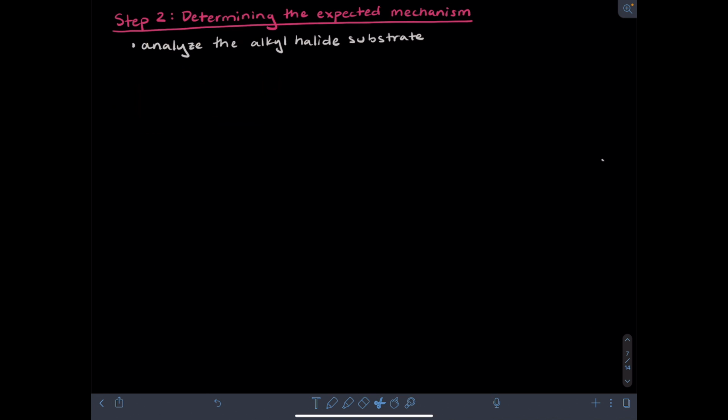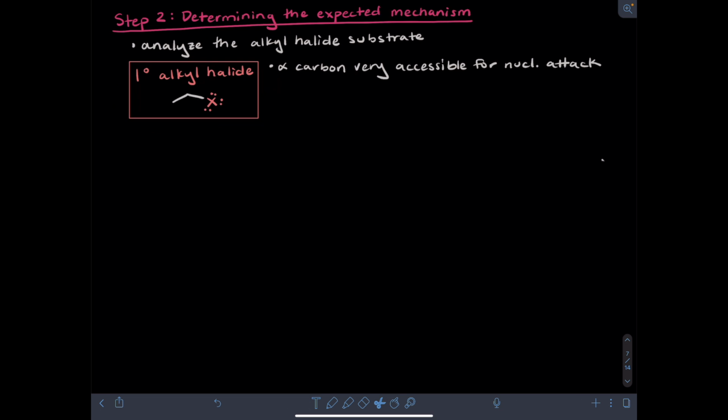The next step for predicting the products formed is to analyze the alkyl halide substrate. Determine if it's primary, secondary, or tertiary. I'll first discuss the expected mechanisms for primary alkyl halides. For these substrates, the alpha carbon is very accessible to undergo nucleophilic attack. And primary carbocations that would be formed from these alkyl halide substrates are too unstable to form.